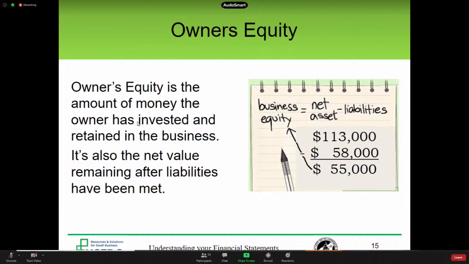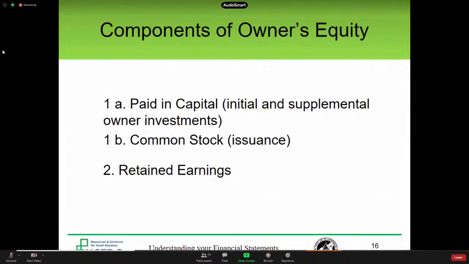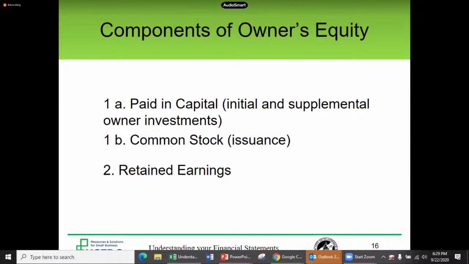All right. So again, components of owner's equity are, we have 1, A and B, which are variations of the same thing. The owner's equity or investment, paid in capital. It could be a direct investment from the owner or owners, but common stock, issuing stock, is another owner investment vehicle, which is stock in the business. So two variations of the same thing. Initial owner's investment is one component of owner's equity, and again, the other component is retained earnings, profits.